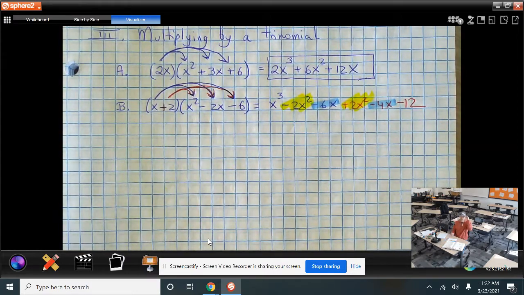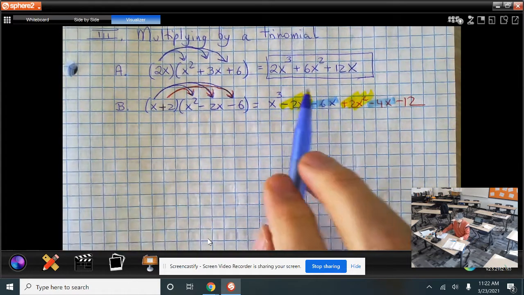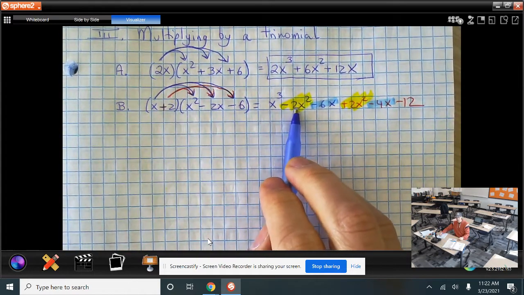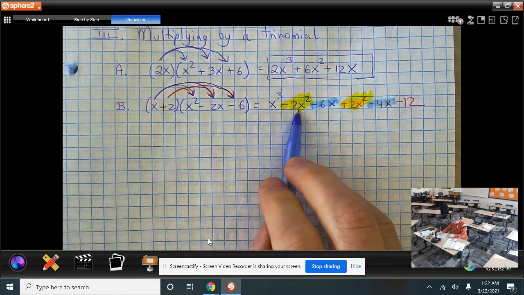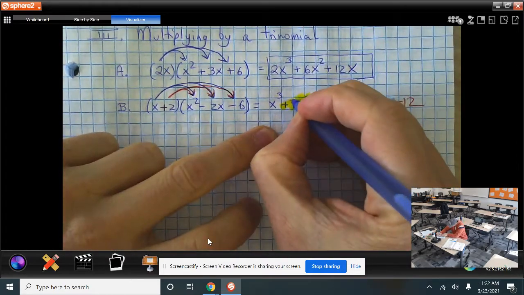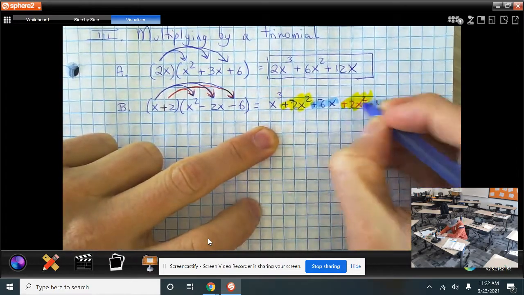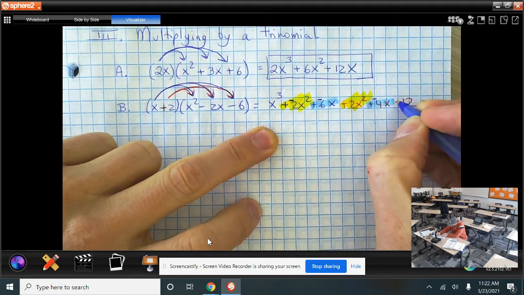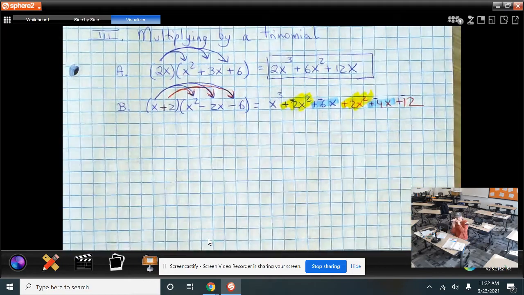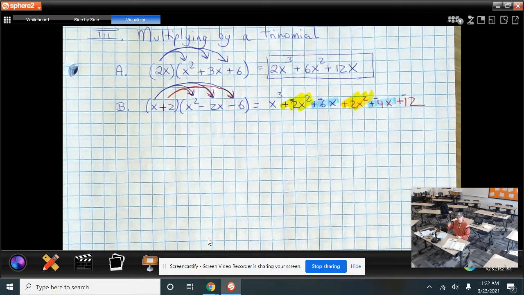Keep in mind that the sign in front of the term belongs to that term. So it says minus 2x squared. That means that this 2x squared is negative. If you wanted to, you can make this into plus a negative, plus a negative, plus a negative, plus a negative. So you can remember that that negative belongs to the term that comes right after it.